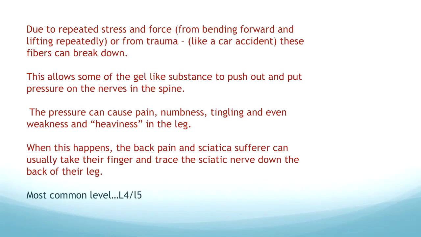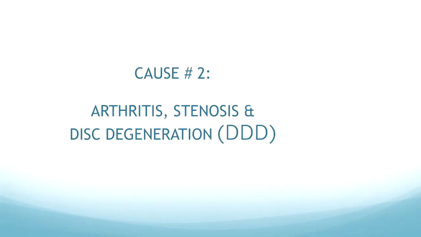So when this happens, the back pain or sciatica sufferer can usually take their finger and kind of trace right down the leg where that pain goes and where it's coming from. Typically that's about the L4, the L5 area for the disc. Again, it depends on the age, exactly where it's coming from. So that's number one. So cause number two, degenerative disc disease, arthritis, or stenosis.